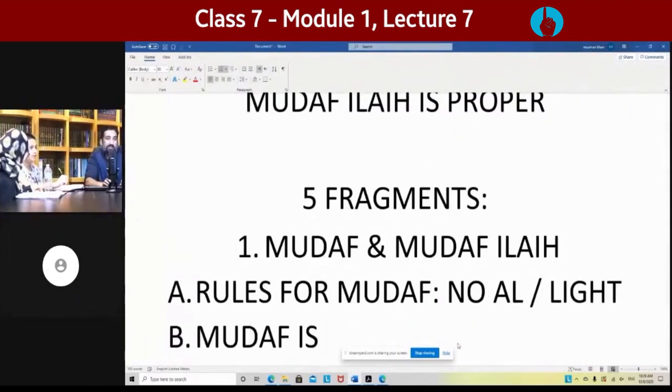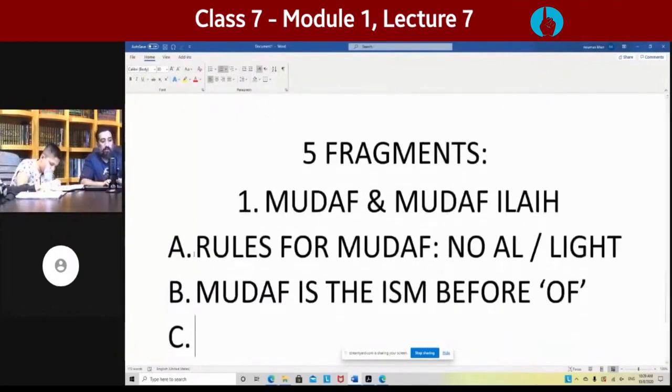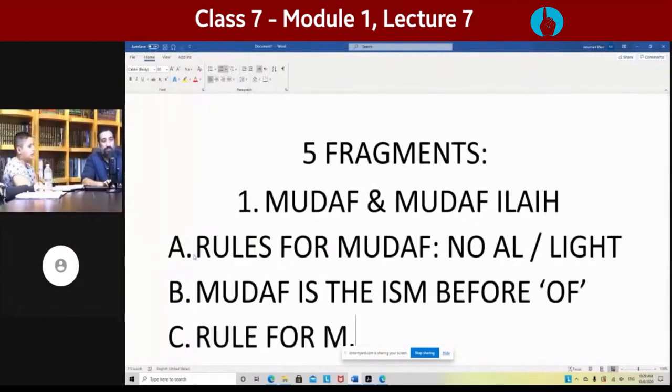Mudaf is the word before of. Yes, the ism before of. That sounds even more accurate than the word before of, because there are 3 kinds of words, right? So it's the ism before of. Good. What are the rules for mudaf ilayh? It has one rule. It has to be jar. Good. Just write jar.